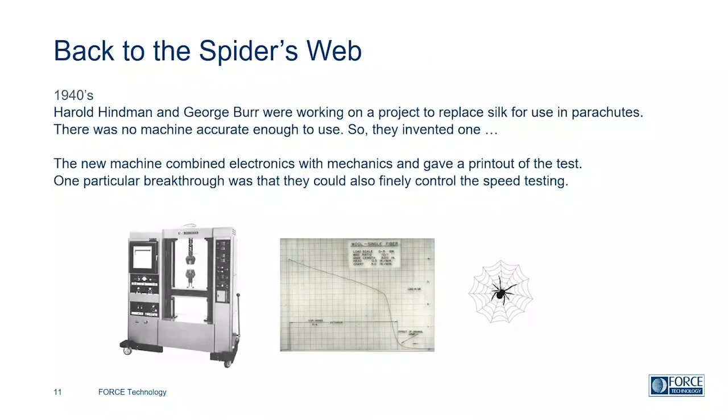Right, if we get back to the spider's web, we're dealing with a very fine, very thin bit of material. Two gentlemen in the United States in the 1940s, Harold Hindman and George Burr, were working on a project to replace silk for use in parachutes. They couldn't find a machine that was accurate enough, so they just went and invented one. The machine combined electronics and mechanics, and it also gave a printout of the test. One particular breakthrough was that they could also control the speed of testing. And that printout in the middle is a single fiber of wool. So that is my attempt to relate it back to the spider's web.